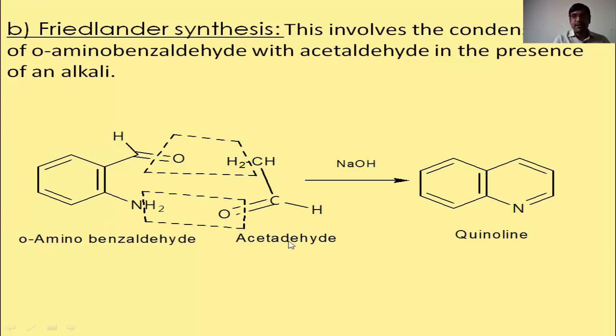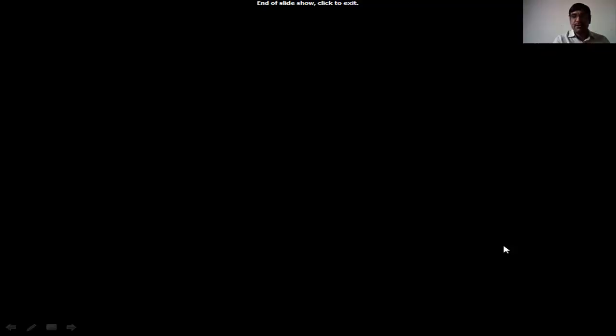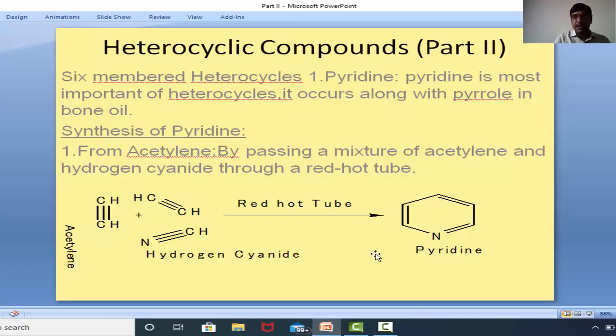And here is acetaldehyde. This NH2 hydrogen and this oxygen get combined with formation of a water molecule. Hydrogen from CH3 and oxygen from this aldehyde group form a second water molecule, and here we will get the quinoline as our desired product. The remaining part we will see in the third part of the heterocyclic compounds.